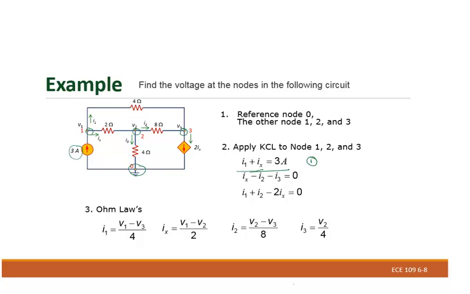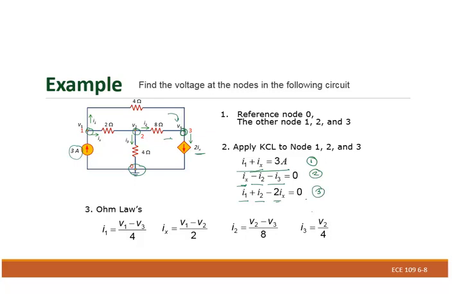For node 2, Ix is going in, I3 and I2 are out. So Ix is plus, negative I2 going out, negative I3 going out, equals 0. This is equation number 2. The next one is node 3. I1 is going in plus, I2 is going in plus, minus 2Ix equals 0. So this is our next equation.